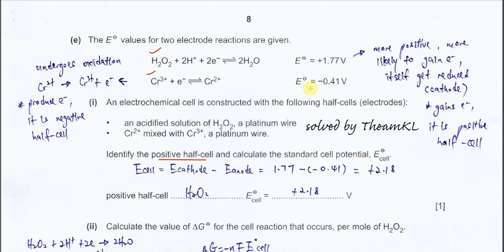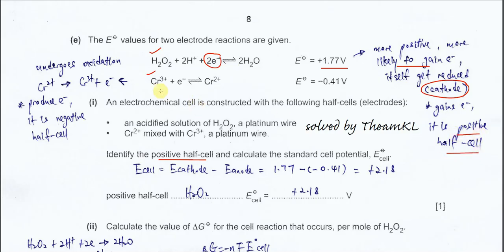For this one you have to use the electrode potentials that are given, and find out which one is more positive. Obviously, the hydrogen peroxide half cell is more positive. When it is more positive, it is more likely to gain electrons, which means it stays in the reduction form. When it gains electrons, it undergoes reduction. Reduction means it is the cathode. And when it gains electrons, it is telling us this is the positive half cell.